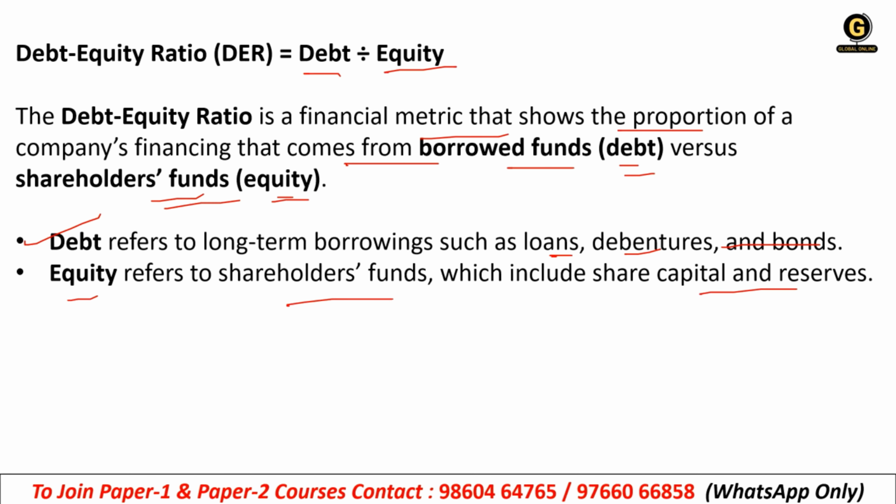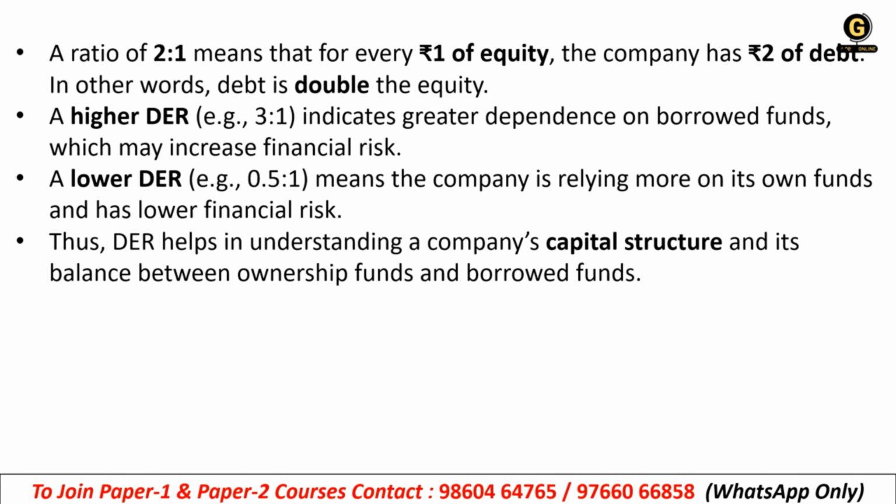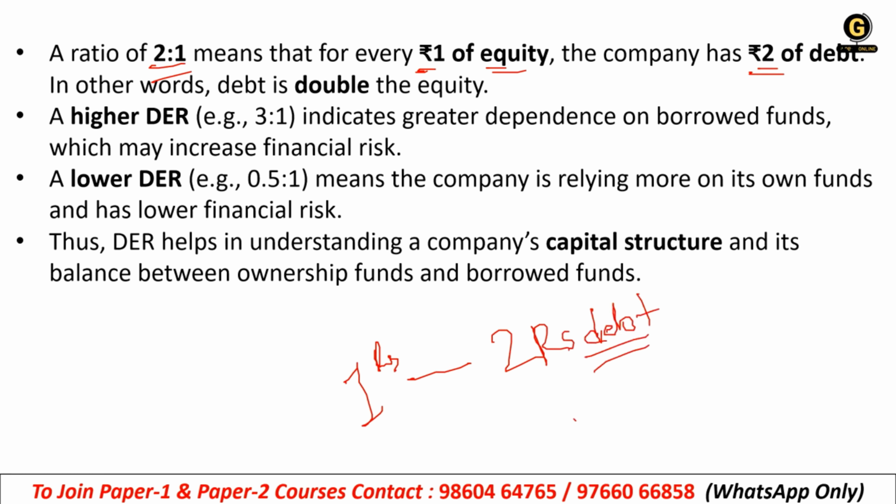So how do we calculate debt equity ratio? See, these 4 points will clear all your doubts. The ratio of 2:1 means that for every 1 rupee of equity, the company has 2 rupees of debt. If the ratio is coming 2:1, that means 2 rupees is debt and 1 rupee is equity. Getting it? If you have 1 rupee of equity, that means you have 2 rupees of debt. That means if you have 2 rupees of equity, you will have 4 rupees of debt.